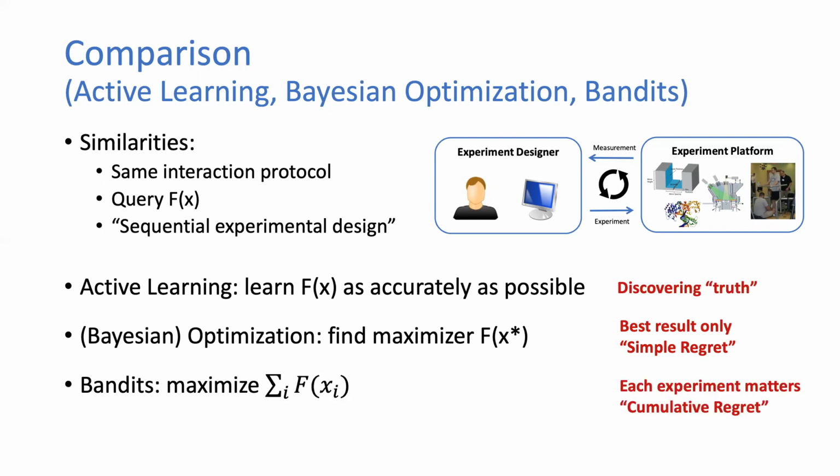And in bandits, the goal is to maximize the sum of f of x_t, where this is the utility that we get at every round of interaction, because each experiment matters, possibly because they're done on a human. And so this can be characterized using something called cumulative regret.